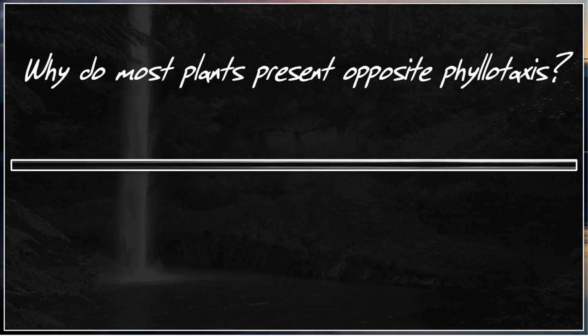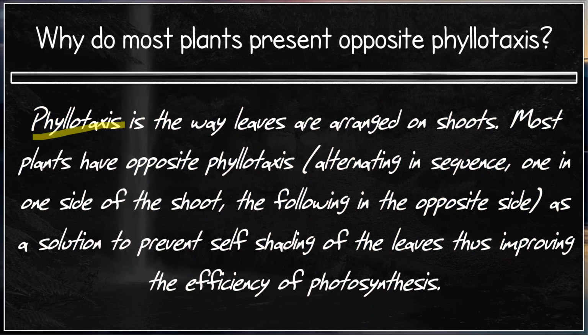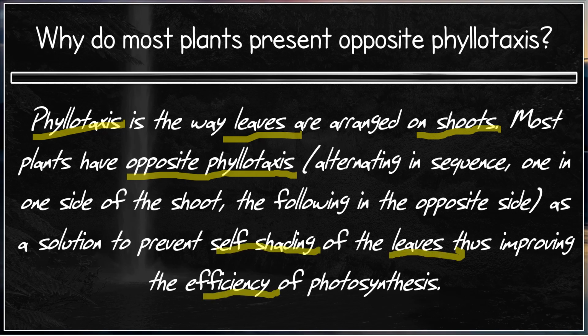Why do most plants present opposite phyllotaxis? Phyllotaxis is the way leaves are arranged on the shoots. Most plants have opposite phyllotaxis, alternating in sequence, one on one side of the shoot, the following on the opposite side, as a solution to prevent self-shading of the leaves, thus improving efficiency of photosynthesis.